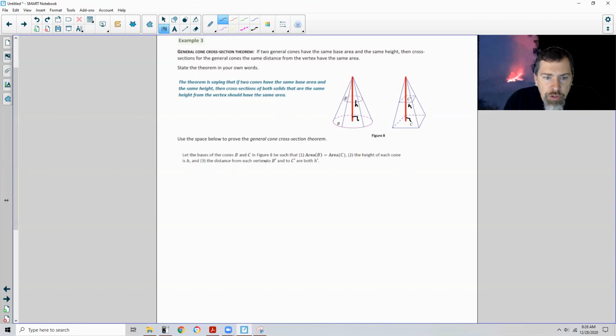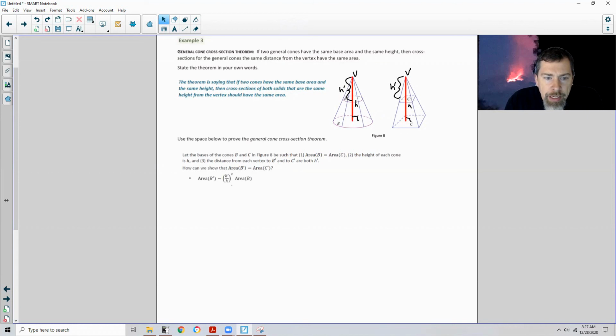And 3, the distance from each vertex to B prime and C prime are both H prime. So the distance to B prime from the vertex V is H prime. The distance from the vertex V to C prime is H prime. And they're the same distance. They are equal. So if this red segment here is 10 and 10, and this is 4 and this is 4, then we can conclude, how do we show that the area B prime is equal to area C prime?